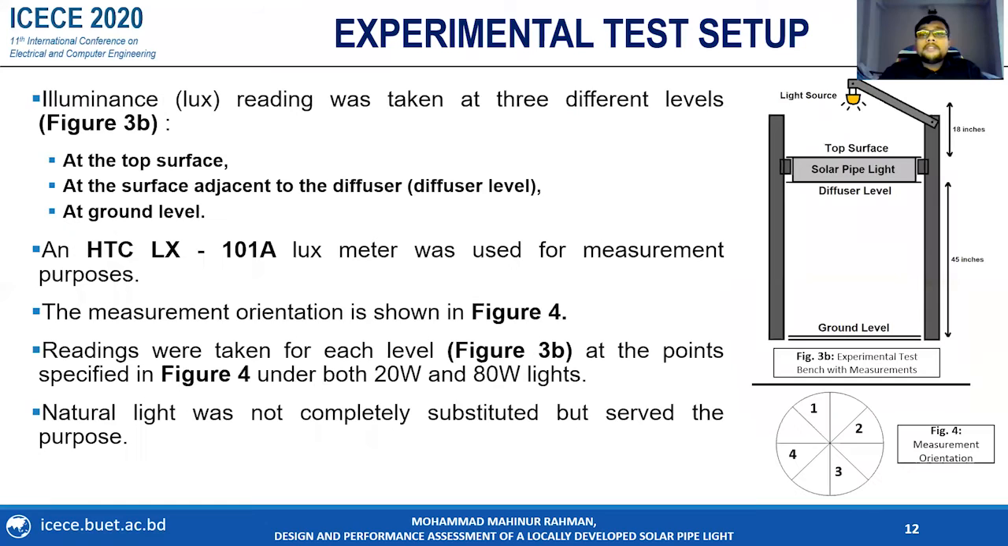This is more clearly shown in figure 3b, where we see the schematic of the structure designed. Illuminance readings were taken at 3 different surfaces: the top surface, the diffuser level, and the ground level. The data was taken using an HTC LX101 luxmeter, and in the measurement orientation shown in figure 4, the circular surface is divided into 4 different parts. For each of the lights, 4 different readings were taken. Natural light was not completely substituted, but it served our purpose, which is an assumption for our experimental test.